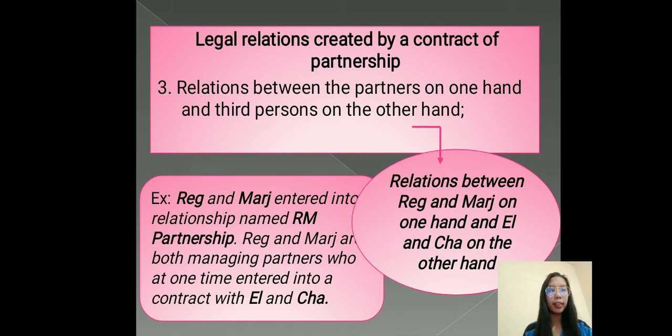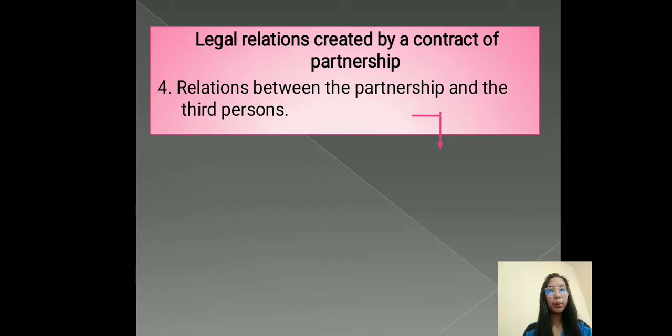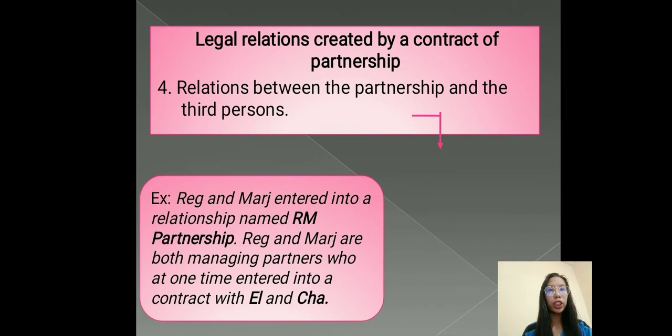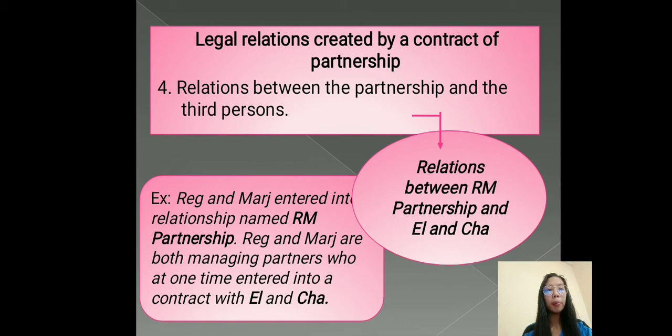So, last, number 4, the relations between the partnership and the third persons. Same example po. Reg and Marge entered into a relationship named RM partnership. Reg and Marge are both managing partners who at one time entered into a contract with L and Cha. So, number 4 refers to the relations between RM partnership na binuo nila Reg and Marge and yung third persons which is sina L and Cha.